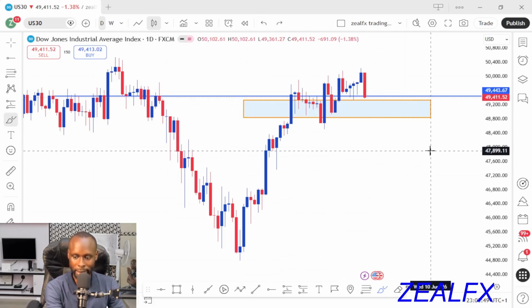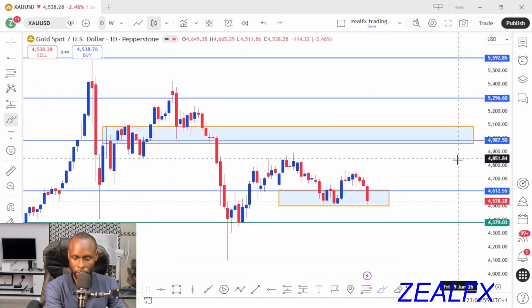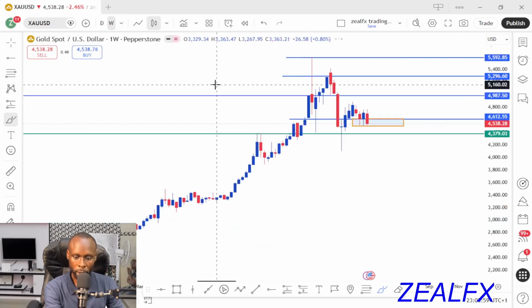So let's look at our next pair, which is the gold USD. Let's start our analysis from the weekly time frame.